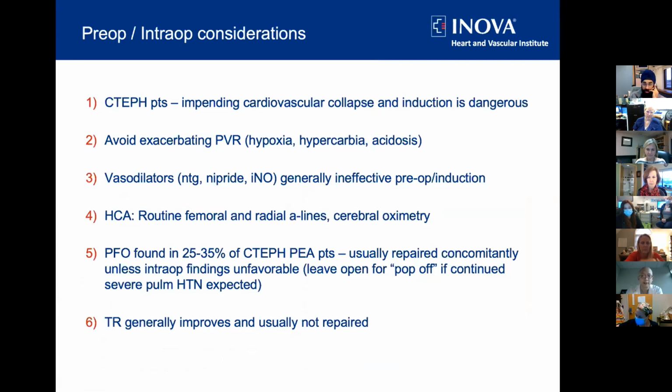Just some of the things that are important when we're doing the operation. These are all patients that have significant pulmonary hypertension and right-sided dysfunction, and just the process of putting them to sleep can certainly be risky. They can have acute collapse, that we saw in one of our recent lung transplants, and are at risk for an arrest.